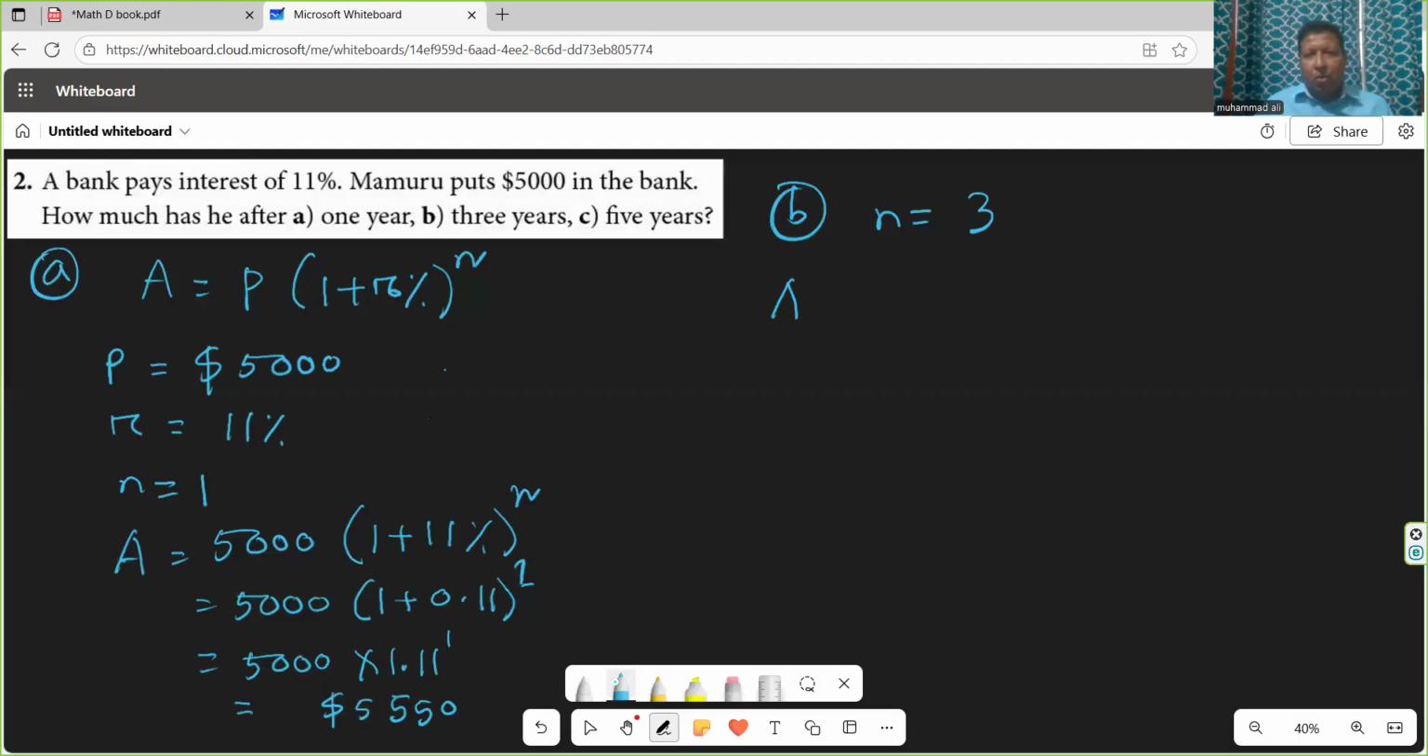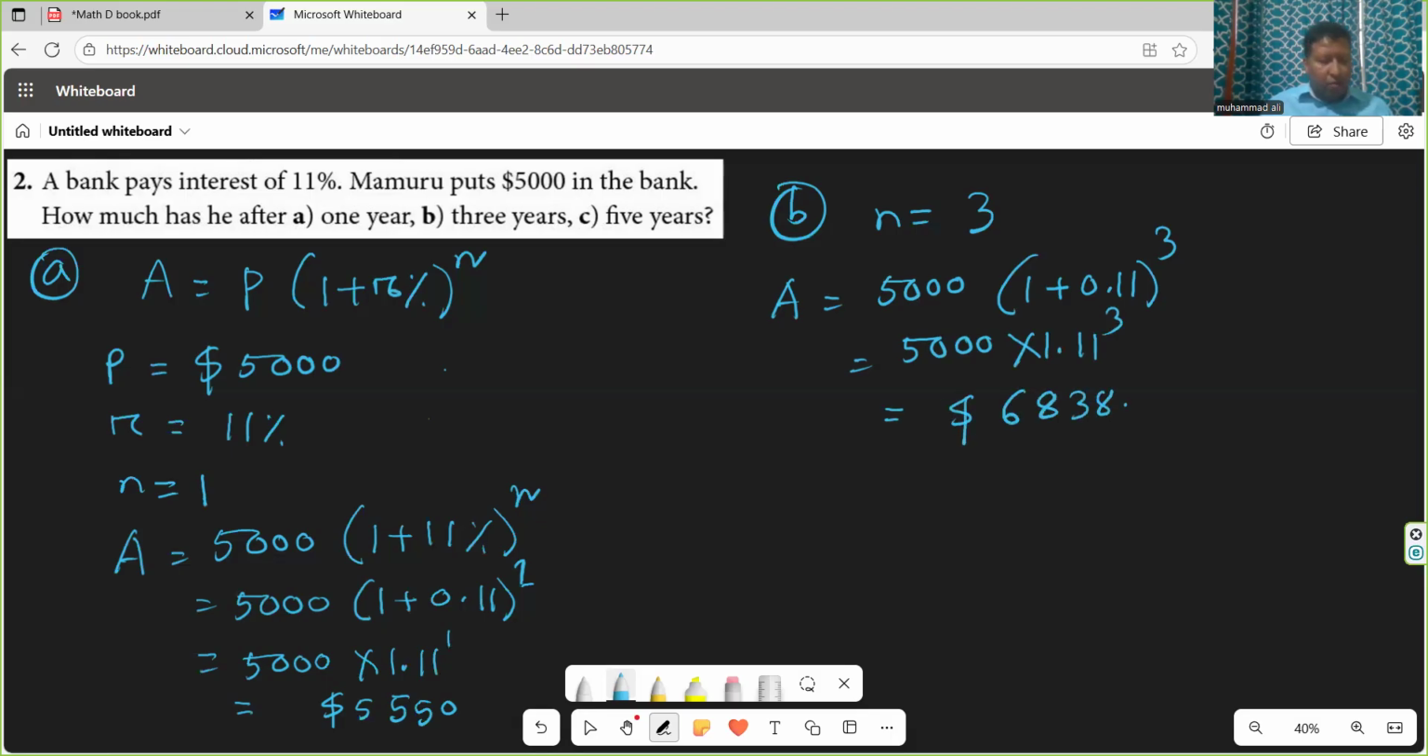Number B, where N equals 3 years. So amount equals 5,000 (1 + 11%, means 0.11) to the power 3. So it will be 5,000 multiplied by 1.11 to the power 3. So we'll get here $6,838.16.